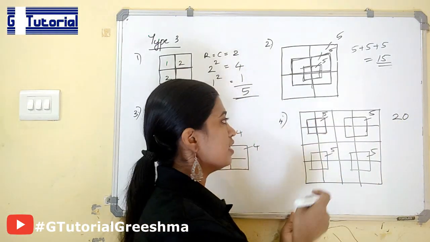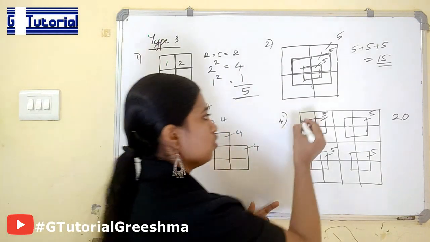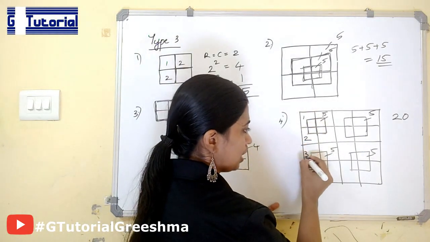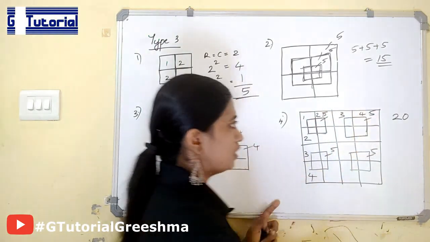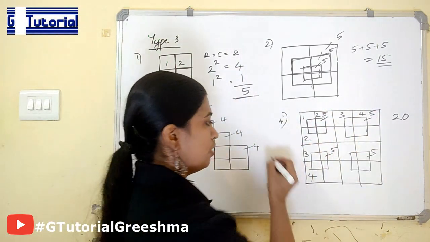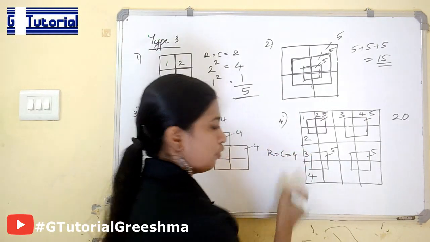Then we can use the type 2 type. So 1, 2, 3, 4. Here also 1, 2, 3, 4. This is a 4 by 4 square, where row is equal to column is equal to 4.